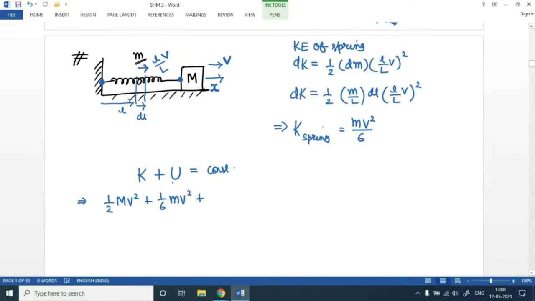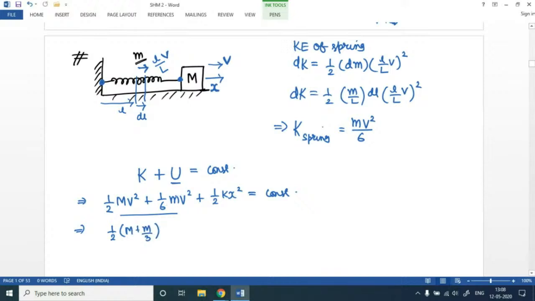And the energy stored in the spring in the form of potential energy will still be half kx square, and that is basically equal to a constant. Now we can differentiate this equation both sides with respect to x, and you should realize this term is nothing but half (M plus m by 3) into v square.